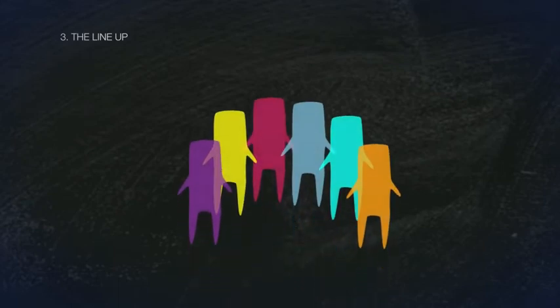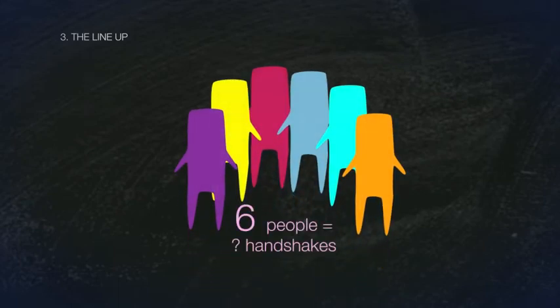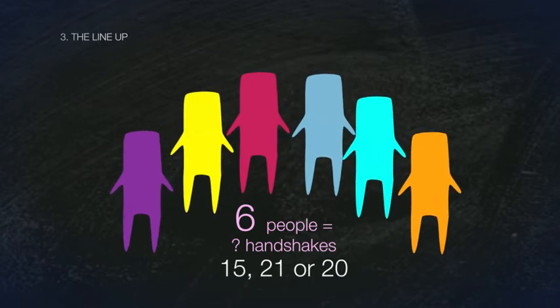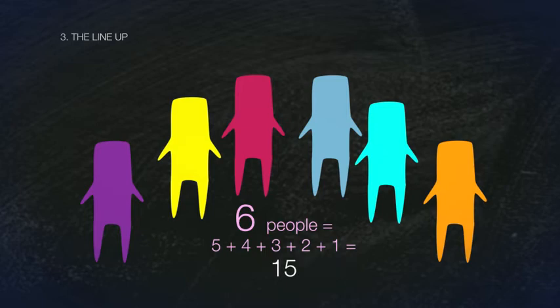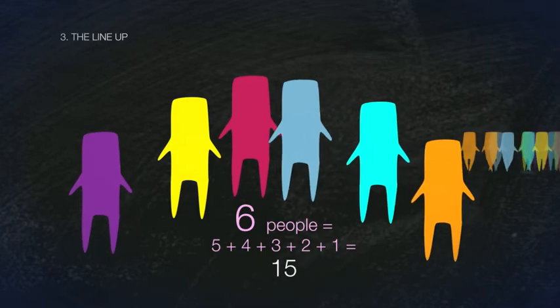Can you calculate how many handshakes there will be for 6 people? Choose the correct answer. For 6 people in a lineup, 5 plus 4 plus 3 plus 2 plus 1 equals 15 handshakes.